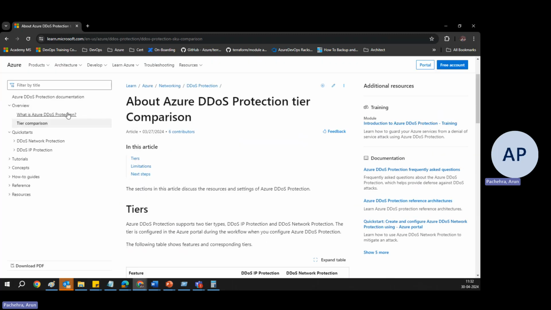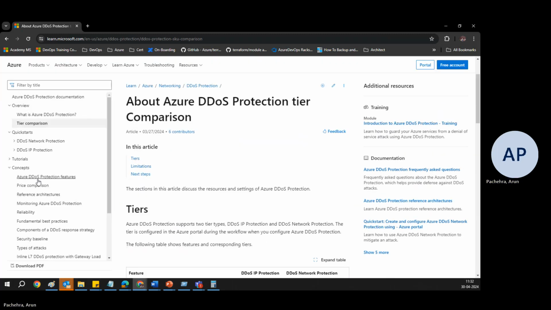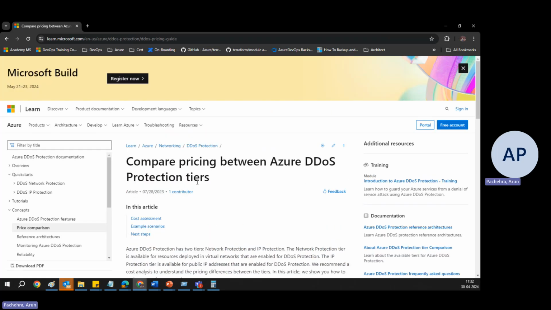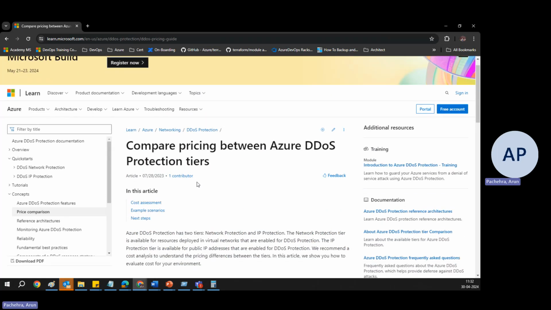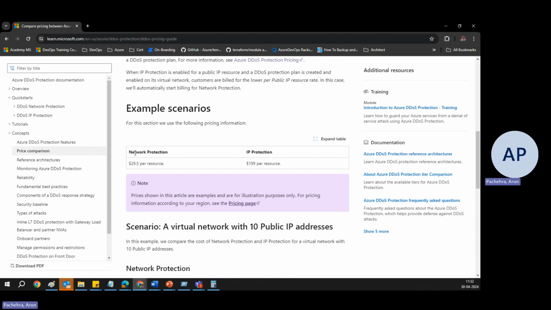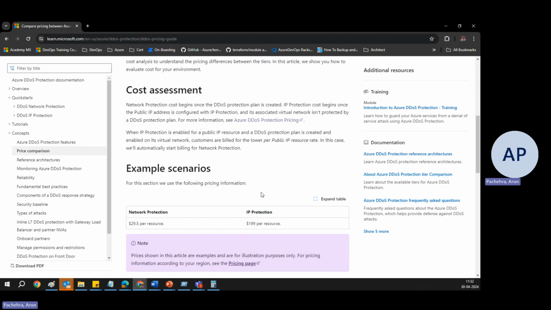Now, if I could show you a price comparison between these two. Okay, as you can see, network protection is $29.5 per resource, and IP protection is $199 per resource. Do not find yourself saying it seems very cheap as compared to IP. This is when you have extra, like here you can see.